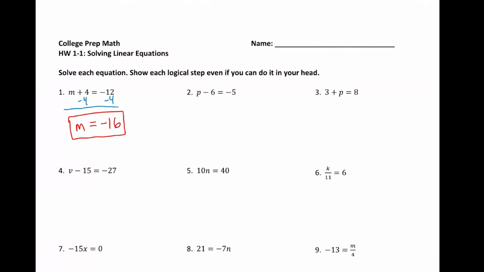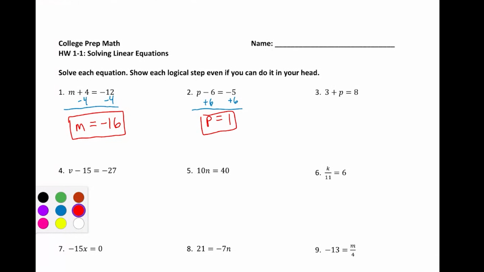Okay, number two, we've got p minus 6 equals negative 5. For this one, we're going to use the addition property of equality to cancel out that minus 6. So negative 6 plus 6 is 0. Those are going to cancel out on the left-hand side, which is what we want. So we just have p equals negative 5 plus 6. Go ahead and type that into the calculator. You should get 1.